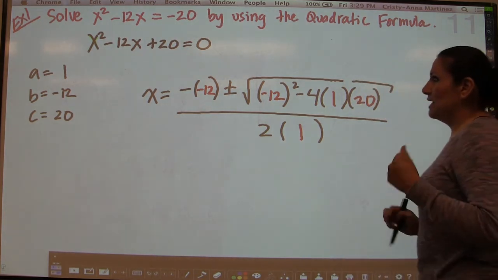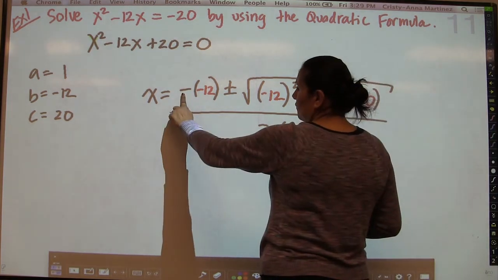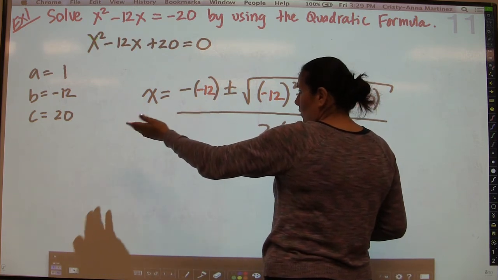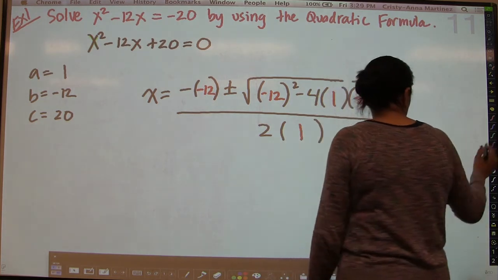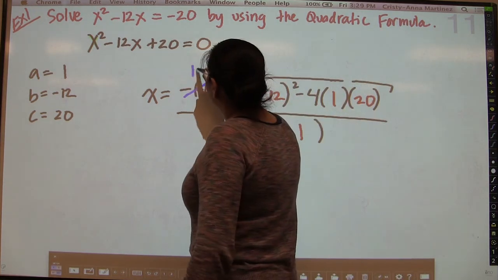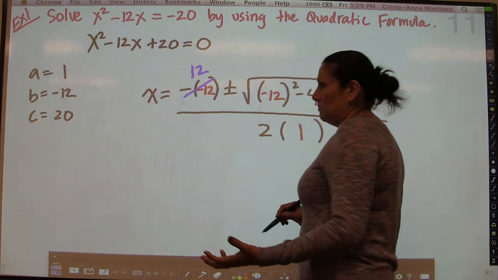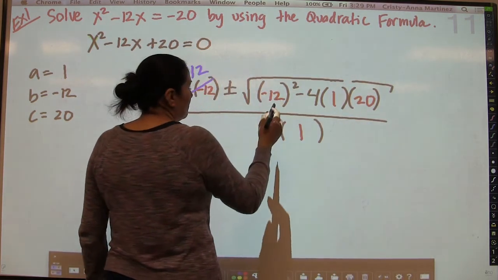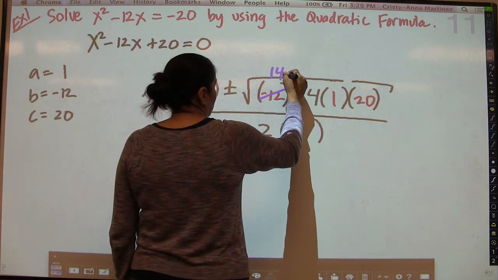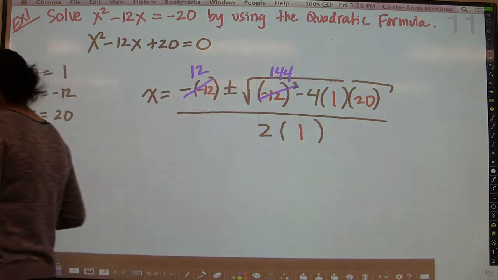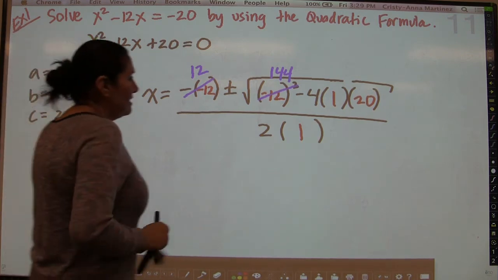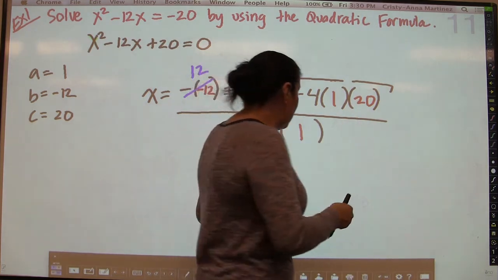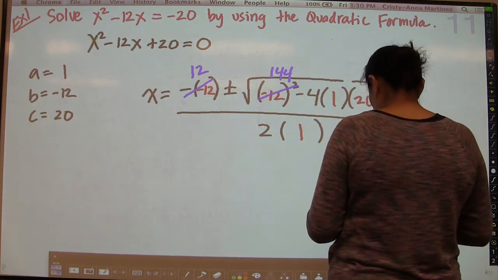Notice that when I said negative b, I put the negative and then parentheses for the b value. Since b happened to be negative 12, those are going to cancel out and make that a positive 12. Another way of saying that is opposite b. So you're going to get 12 plus or minus, and in here, we know that negative 12 squared is 144. And so we're going to go 144, and we're going to say 4 times 1 is 4, and then 4 times 20 is 80. So we're going to go 144.